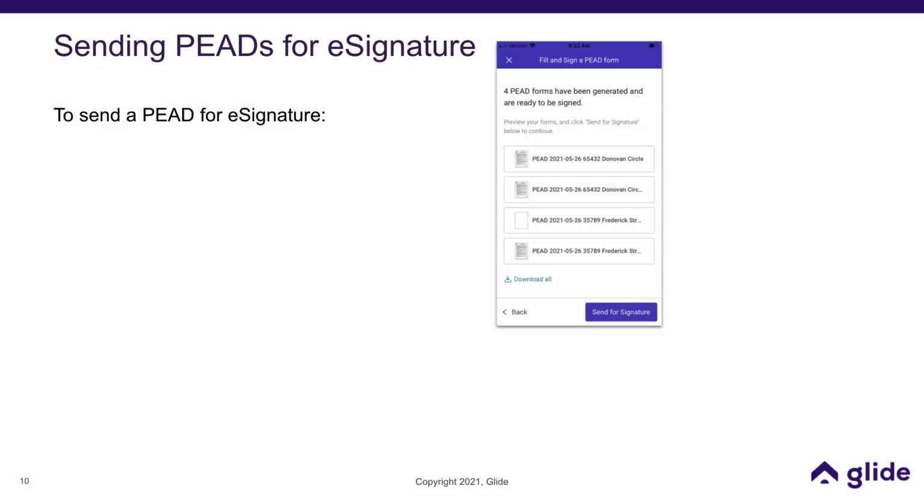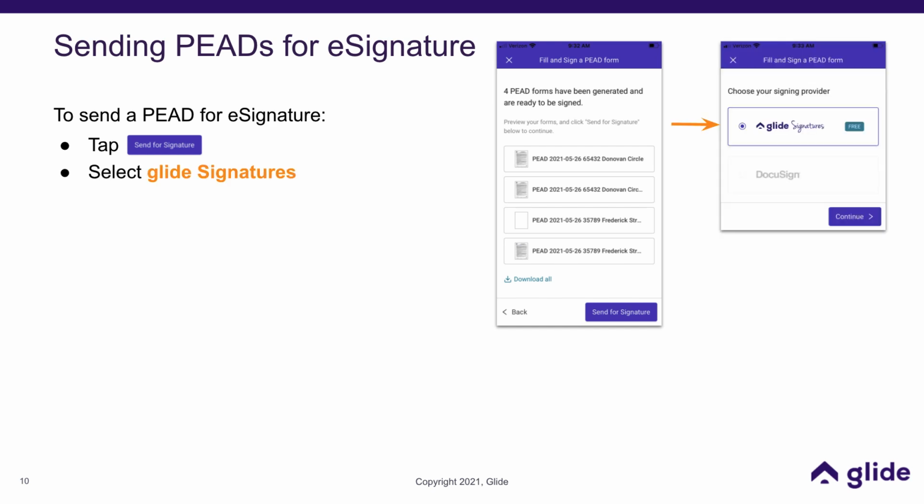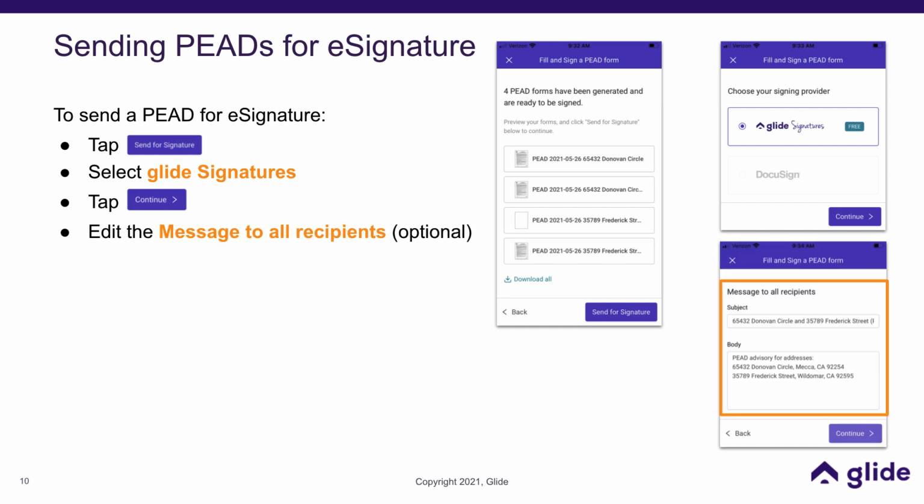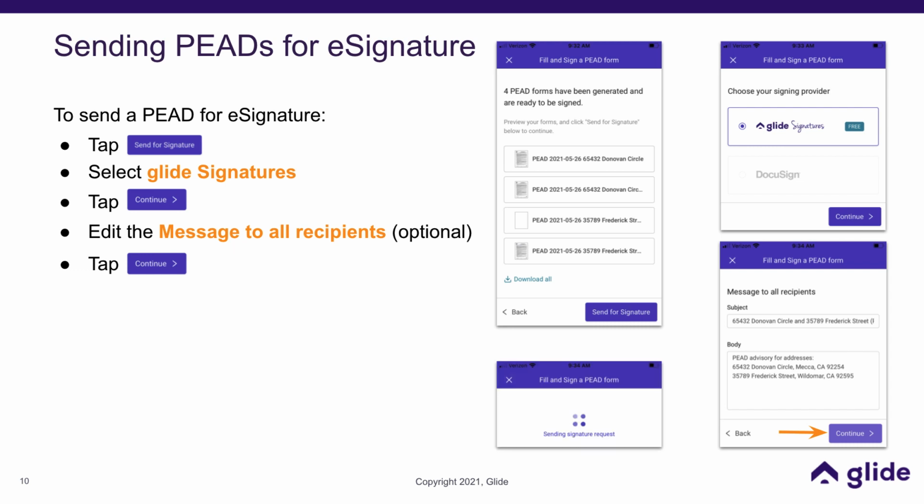Once you have viewed each form, tap Send for Signatures. Select Glide Signatures as your signing provider, then tap Continue. You have the option to edit the message to all recipients by editing the subject line or the body of the email. Then tap Continue once you finish.